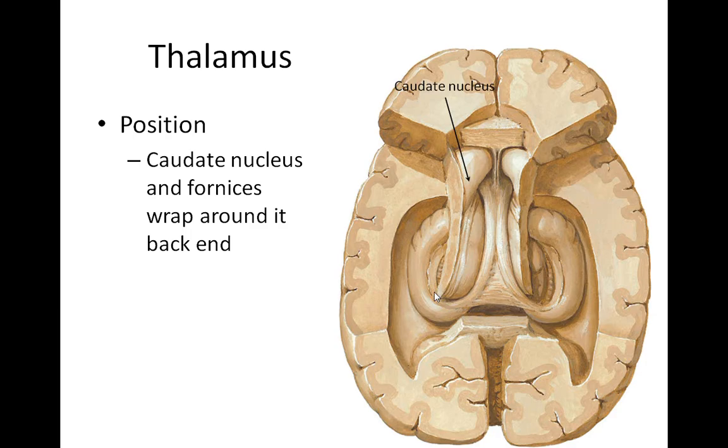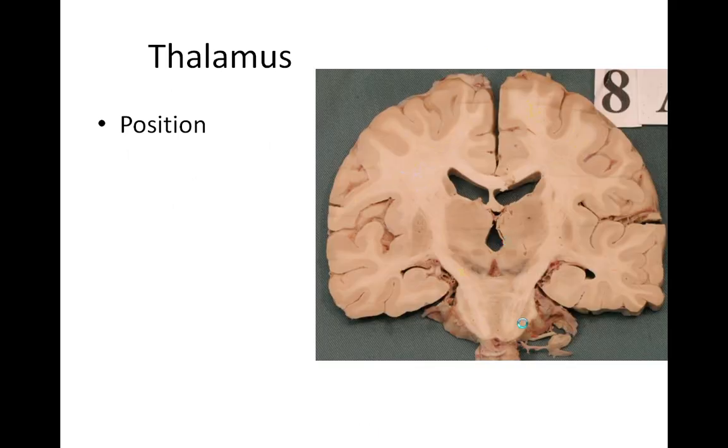And both these structures, the caudate nucleus and the fornices, wind around the back of the thalamus, and you need to remember that. The final thing that we need to know in terms of the position of the thalamus is its relationship to the ventricles. Now the ventricles are basically fluid-filled cavities within the cerebral hemispheres. If you're looking through a CT, you can identify where the thalamus is by identifying the ventricles.